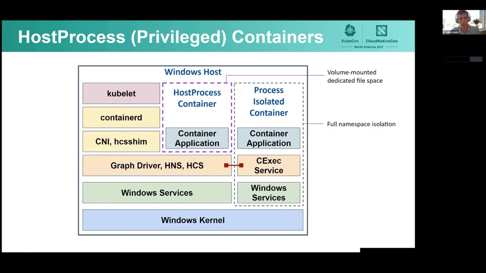So with your standard Windows Server process isolated container, the process isolated container is running in its own silo, meaning it has its own copies of Windows services, binaries and other various binaries that are specific to the container. With a host process container, the container image is literally running just as a process on the host.